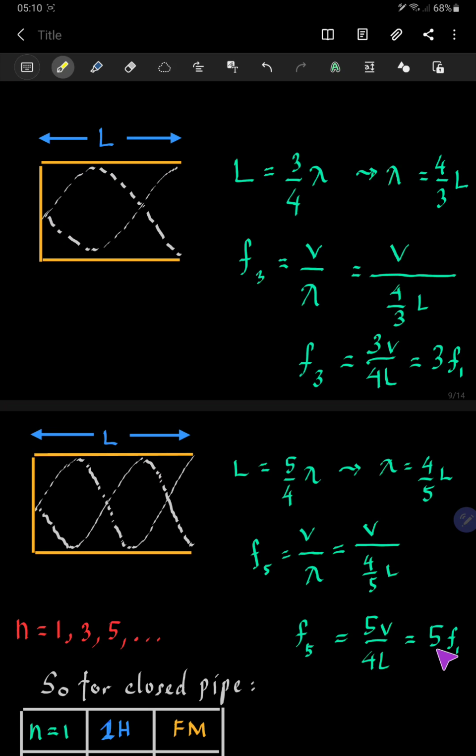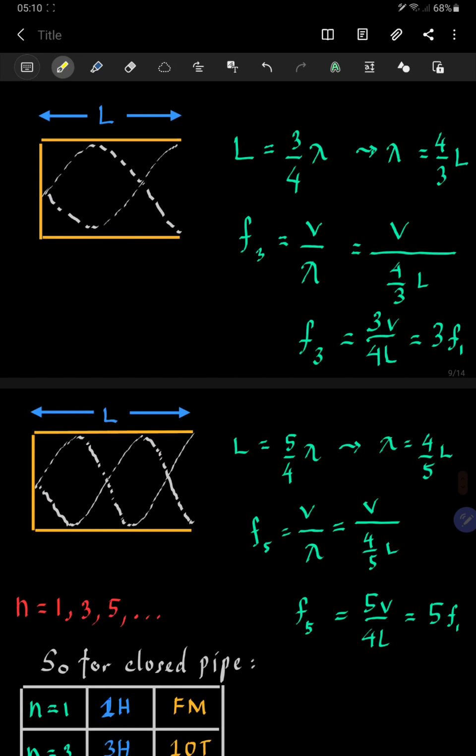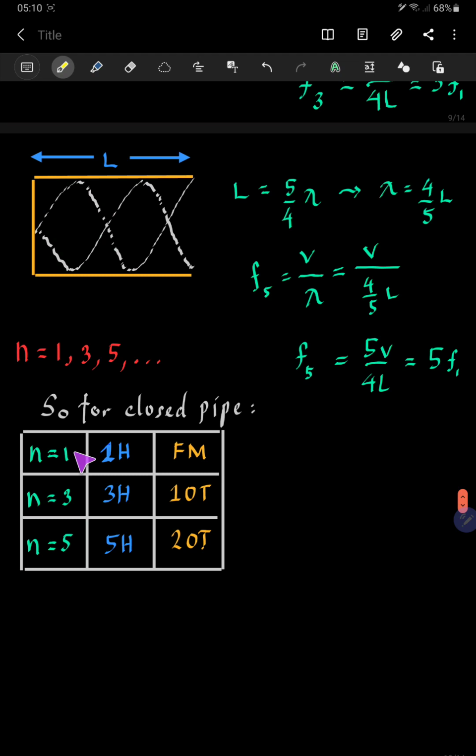So again, this is our N. Fn equals NF1. So F5 equals 5F1. Seems like for this case, our N starts with 1 and then is followed by 3, 5, 7, 9, 11. We are talking about the odd numbers, isn't it? So for any closed pipe, our N is 1, 3, 5, where N1 is the first harmonic, which is our fundamental mode or nada asas. And then N3 is our third harmonic, which is the first overtone. And then N5 is our fifth harmonic, which is our second overtone.